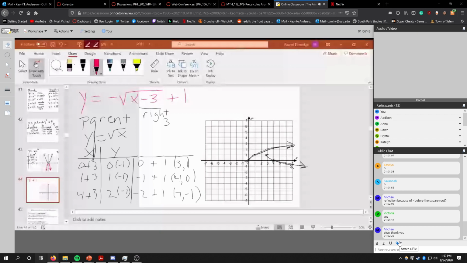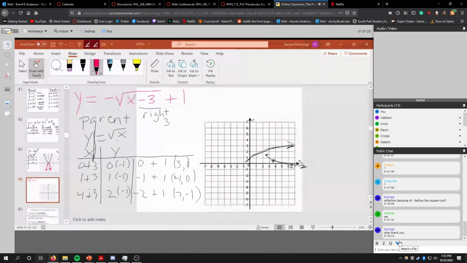So notice what I did. I took my parent function 0, 0, 1, 1, 4, 2. That's always going to be the points for y equals square root of x by itself. I added 3 to the x values and I did my reflection. Then I added 1 to my y values. So that's why I say do the reflection first, because if you've got to get the new ordered pairs, you don't want to get yourself confused. So go ahead and do the reflection, then do the vertical shift upward.